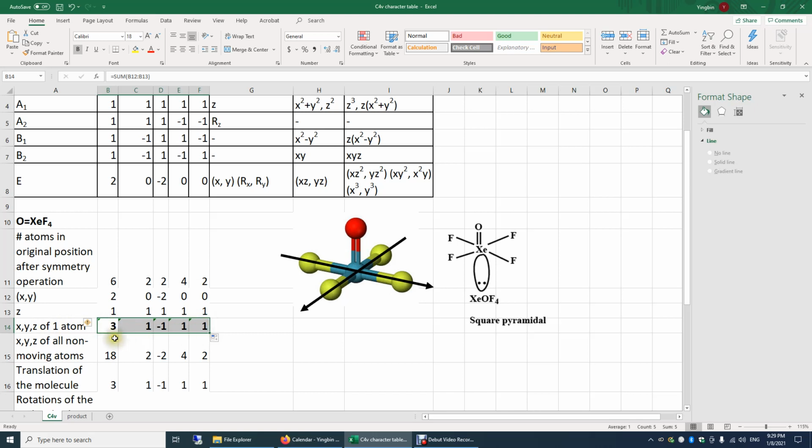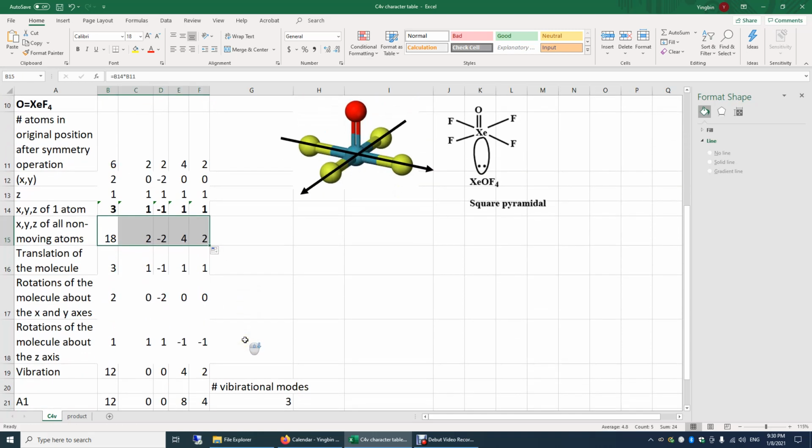So this is for one atom. And over here, we know how many atoms remain in their original positions after a symmetry operation. So we have this row multiplied by this row correspondingly. So 6 times 3, we get 18. And then we drag it from left to right to fill all these 5 cells. Now, this will give you the sum of all characters corresponding to the motion of these atoms.